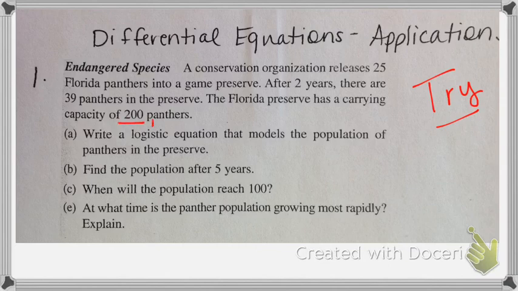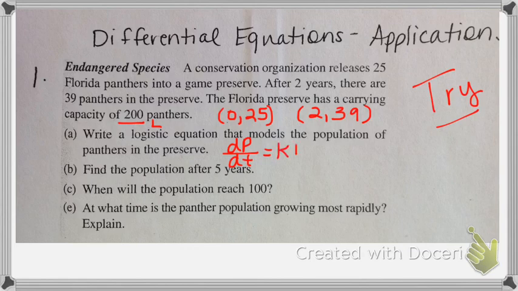This right here tells you that that is the L. The releasing of the 25 tells you that at 0 it's 25, and after 2 years it's 39, so it's 2, 39. So that gives you lots of information. Write a logistic equation. So you start off with dP/dt equals, think about, we don't know anything. We can find A, but it's kP times 1 minus P over L, which is the capacity, which is the 200. And then from there, I think you can get the A using the 25.